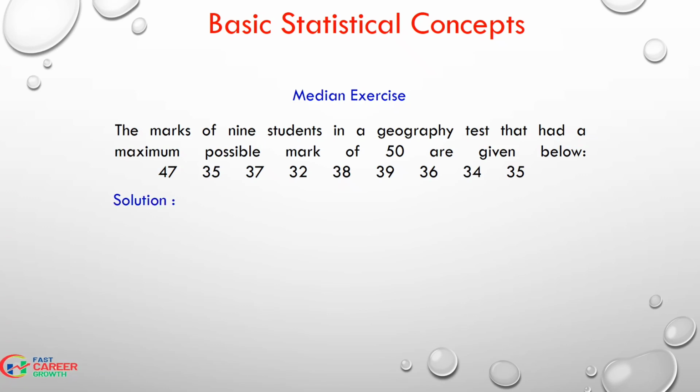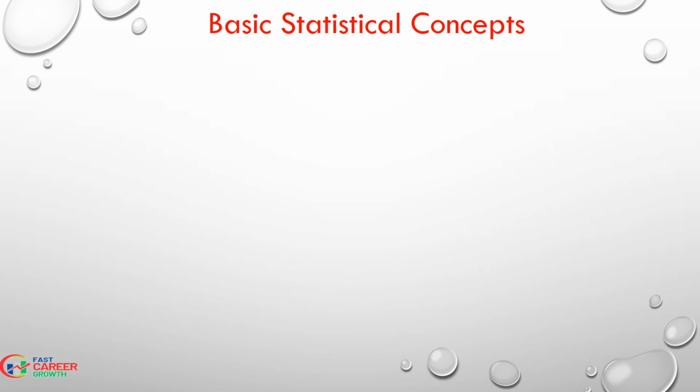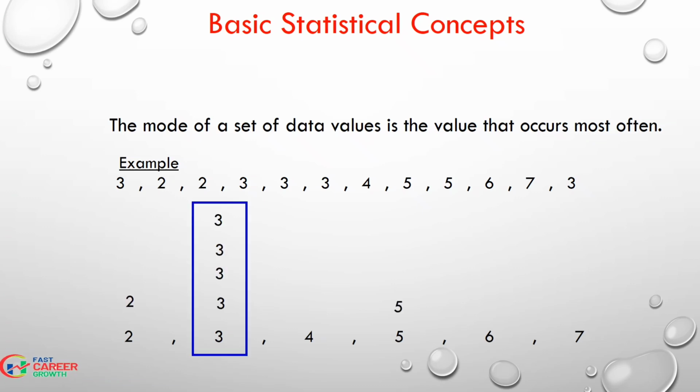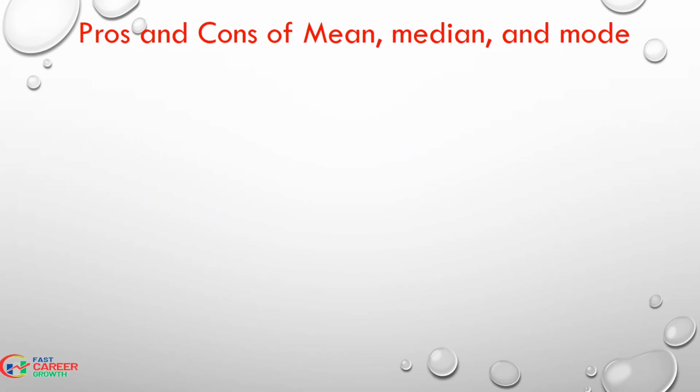Next is, what is mode? The mode of a set of data values is the value that occurs most often. For example, there are 12 numbers given in a question. Here 2 is present 2 times, number 3 is present 5 times, 4 is present 1 time, 5 is present 2 times, 6 is present 1 time, 7 is present 1 time. So the maximum times, number 3 is present 5 times. So mode is 3.